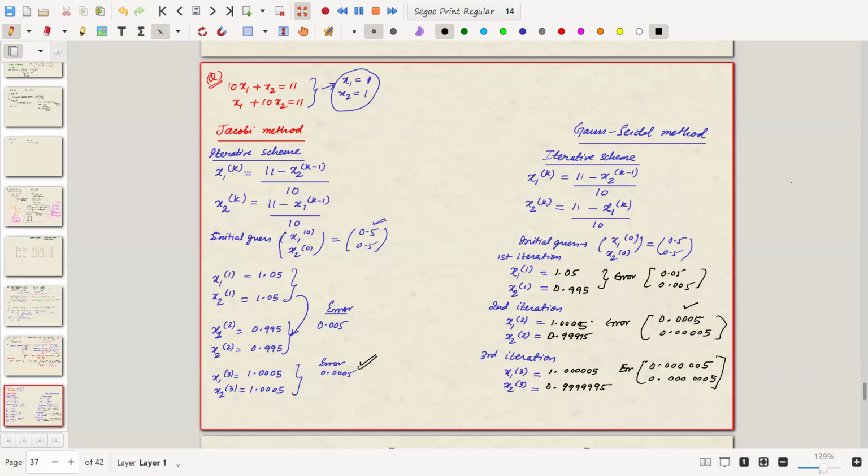Okay. So I hope you can appreciate through this example that by using just the fresh value, which is x1 of k here, you improved your accuracy. That's the idea. So you can see the difference. Even in the first step, the 1.05, 1... all the x1 and x2 are the same in the Jacobi method.